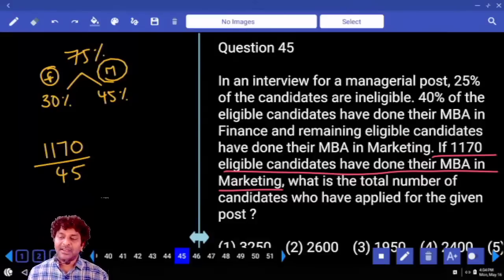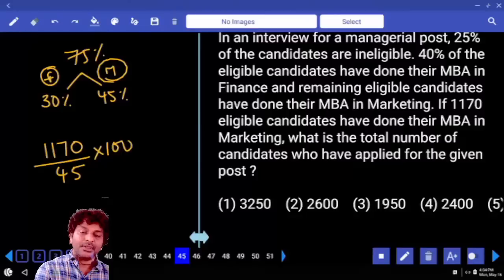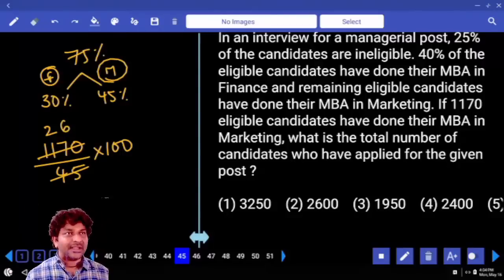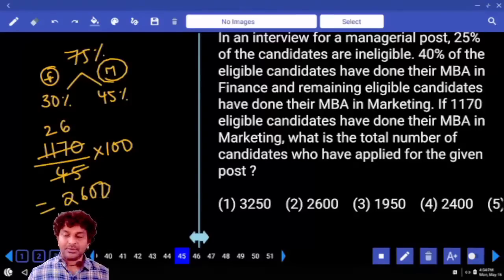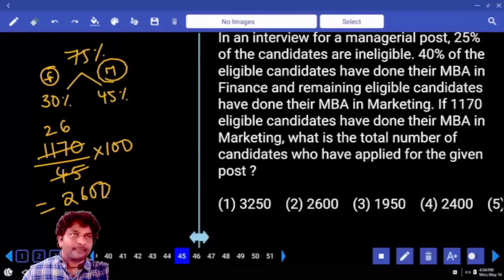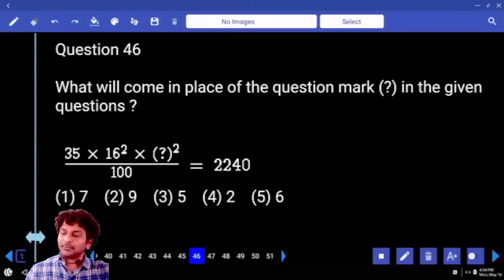What is the total number of candidates who have applied for the given post? How many applied for the given post? 100%, right? Into 100. 45 2 times is 90, 27 and then 0, 270. 45, 6 times, double and triple. 45 double is 90, 90 triple is 270. So the total answer is 2600. Second option. Over.